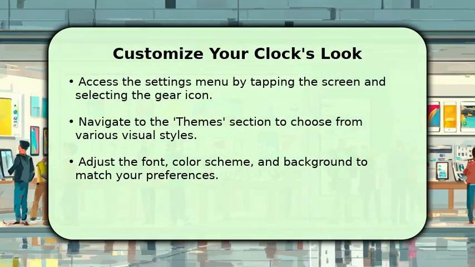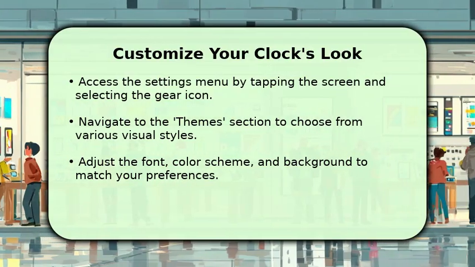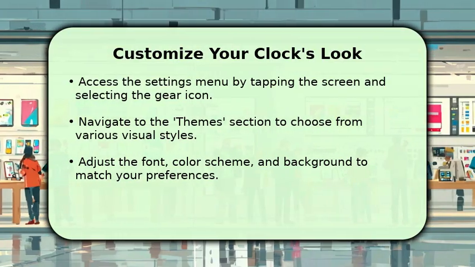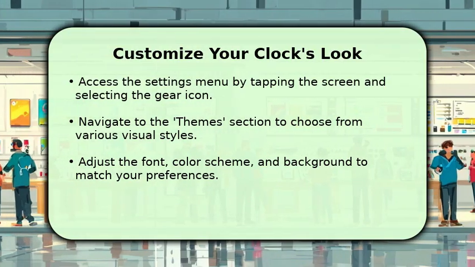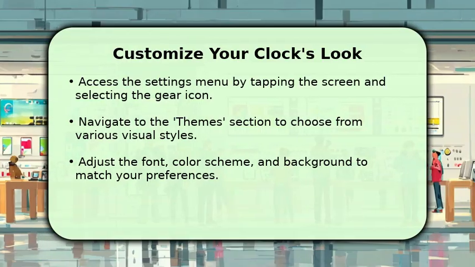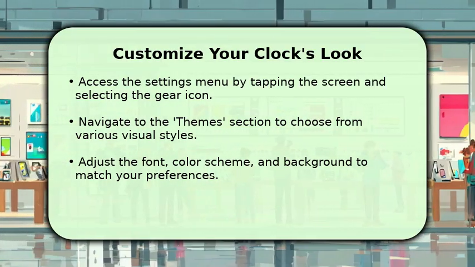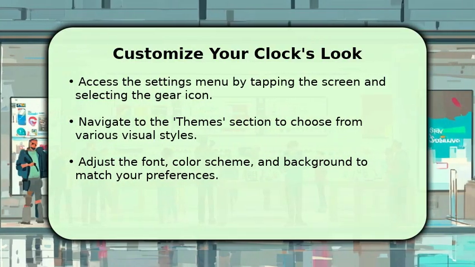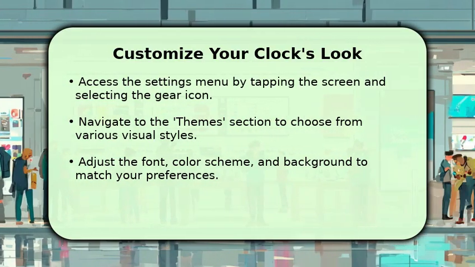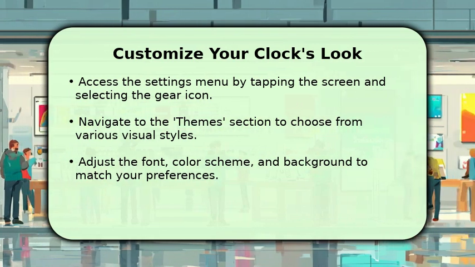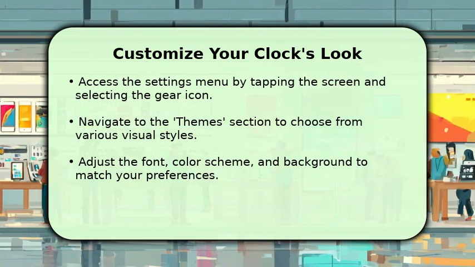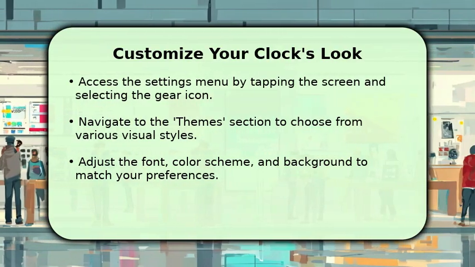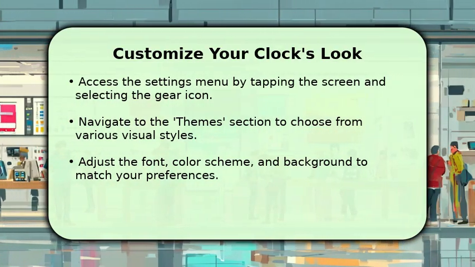Personalizing your Zen Flip Clock experience is simple and fun. From the main clock view, tap the display to bring up the menu, then select the small gear icon to enter settings. Within the settings, you will find a dedicated theme section. Here, you can browse through several elegant visual styles, such as a classic dark mode or a vibrant light theme. Feel free to experiment with different font options and color schemes to create an interface that truly reflects your personal taste and enhances your focus.